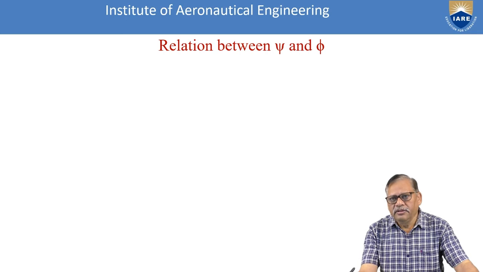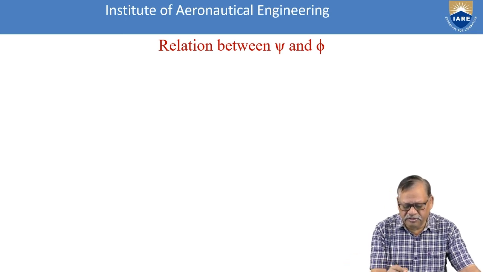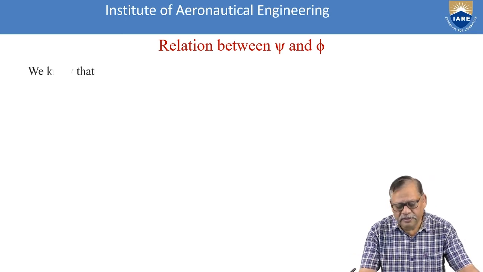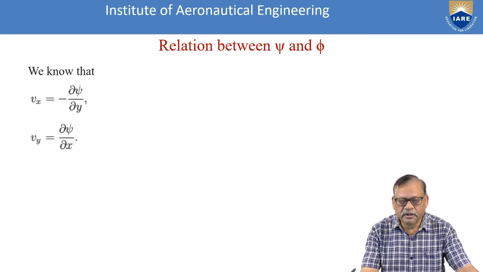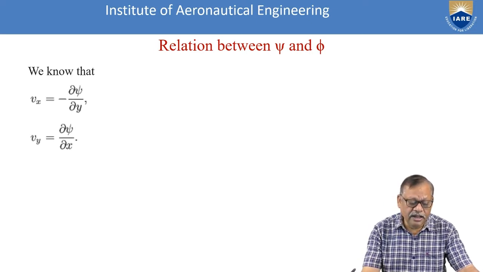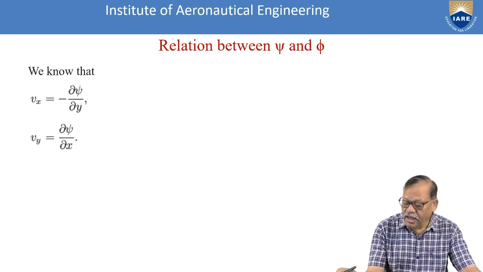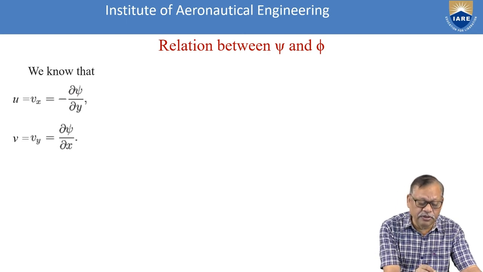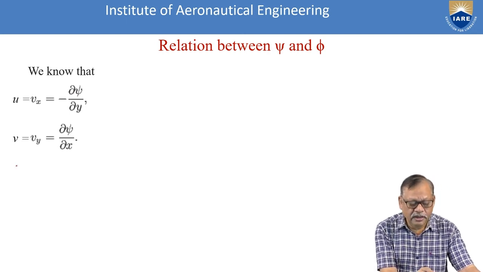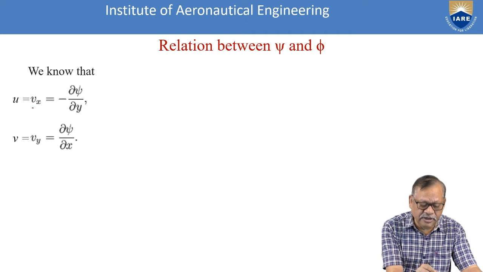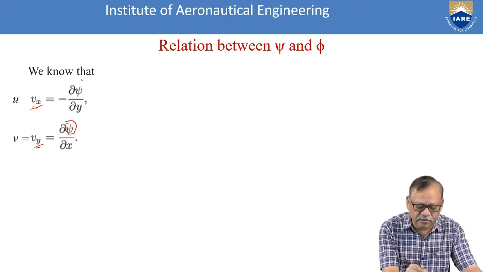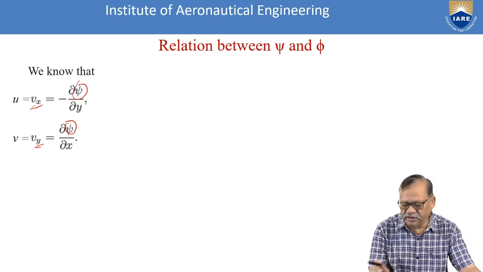This relation we will look into. This is pretty interesting. How have we seen it? Let us see. We know that the velocity in the x direction is equal to minus dou psi by dou y, and that is nothing but u and v. In the x direction, this is my x direction, this is in the y direction, in terms of psi, in terms of stream function.